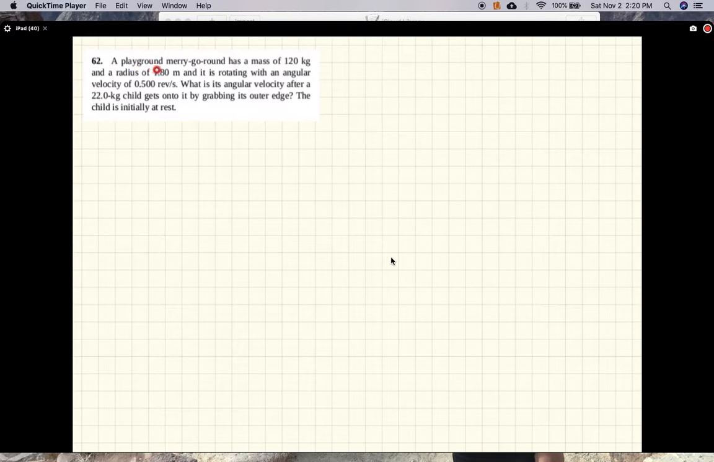This problem says a playground merry-go-round has a mass of 120 kg and a radius of 1.8 meters, and it is rotating with an angular velocity of 0.5 revolutions per second. What is the angular velocity after a 22 kg child gets onto it by grabbing its outer edge? The child is initially at rest.